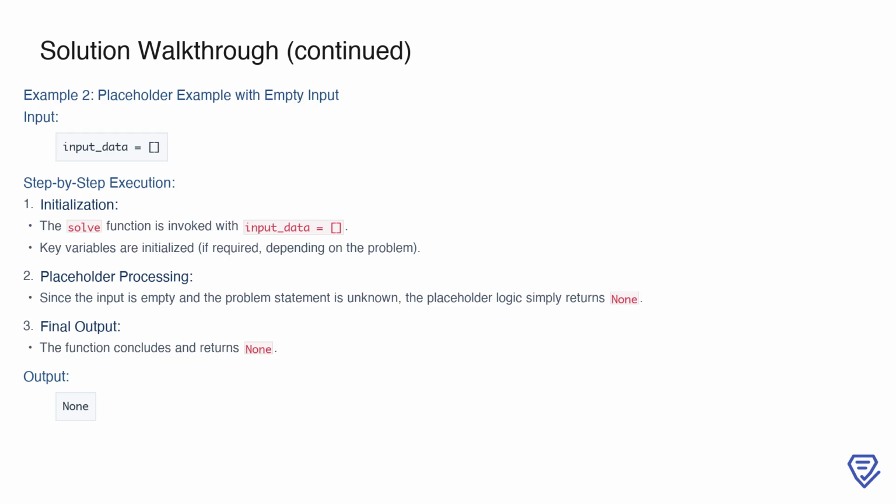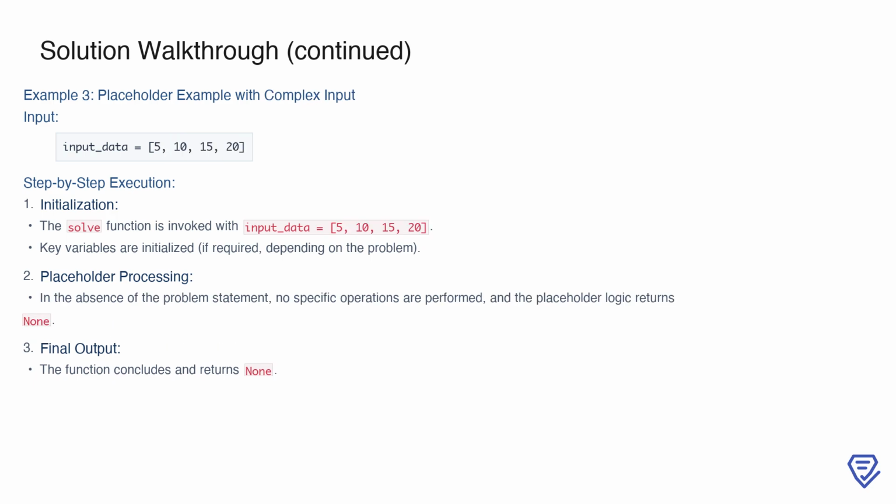Now, we examine a case where the input data is an empty list. The solve function is called with this input, and as before, any required variables would be initialized, although this step remains theoretical due to the lack of a defined problem. Given that the input is empty and there is no specific logic implemented, the placeholder process simply ensures that no operations are attempted on the input. The function concludes by returning none. This highlights how the function currently handles edge cases like an empty input by defaulting to the placeholder return value.